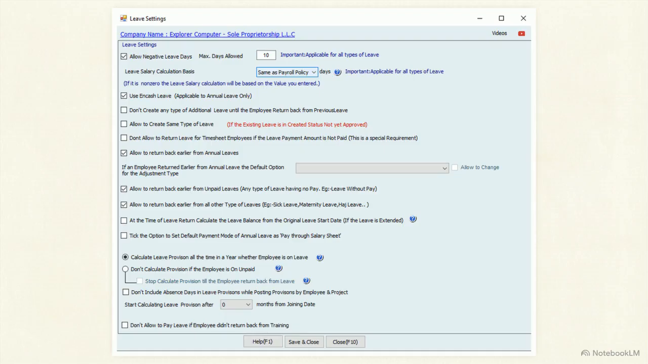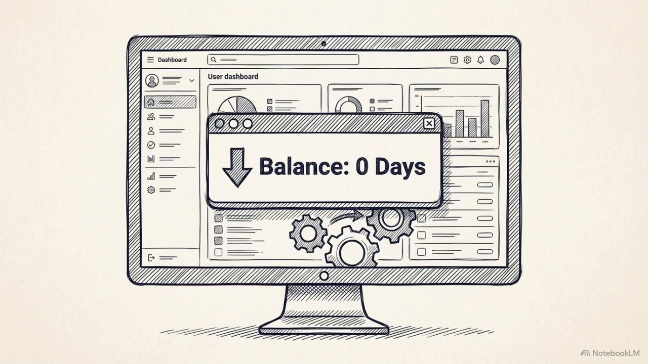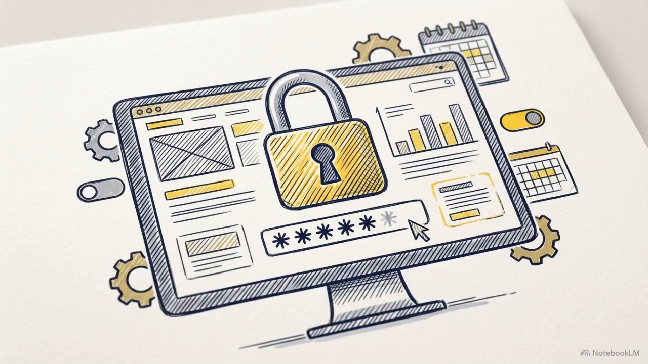If the box is checked but you enter a value of 0, the system strictly limits the employee to their available balance. They cannot take any negative leave. As a built-in security measure, if an employee's balance drops to 0 or goes negative, an admin password is required to approve the leave request. This ensures active management oversight.